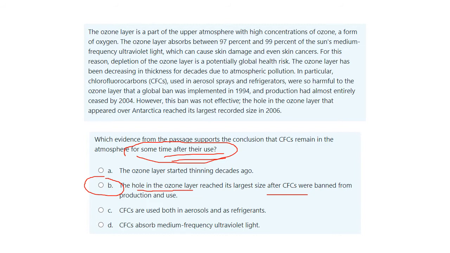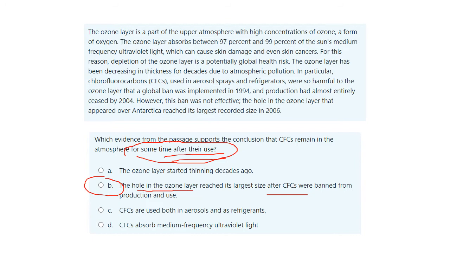Now, most of these answers do look true, but we are trying to find something that supports the idea that CFCs remain in the atmosphere even after they have been used. So let's have a look. The ozone layer is a part of the upper atmosphere where there are high concentrations of ozone, a form of oxygen. The ozone layer absorbs between 97% and 99% of the sun's medium frequency ultraviolet light.